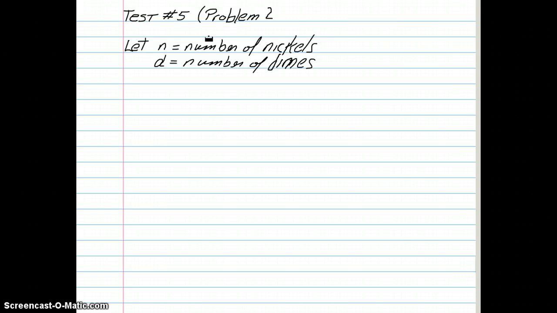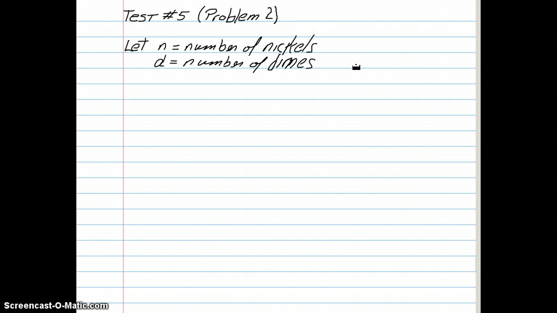Hello. Today I'm going to go over problem number 2 on test number 5. This particular problem many of you seem to have trouble with, so I thought I'd go over it here. I've set up N to be the number of nickels and D to be the number of dimes.